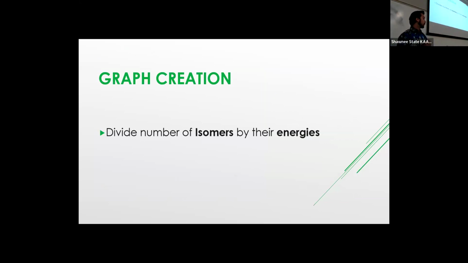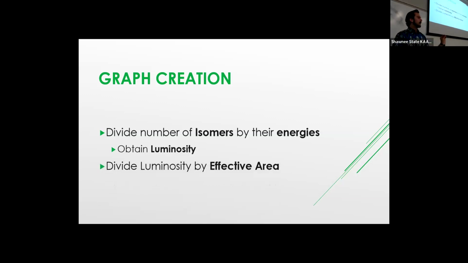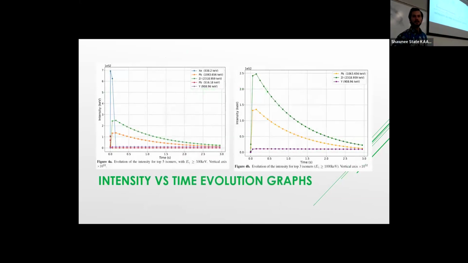And so now we need a luminosity. And so first we're going to divide the isomers by their energies, and then we're going to obtain the luminosity from the isomeric transition. Then we're going to divide that luminosity by the effective area from the initial neutron star collision, which is like a big cone. And so that will give us the intensity. And so then we can plot the intensity versus the time for each time bin.